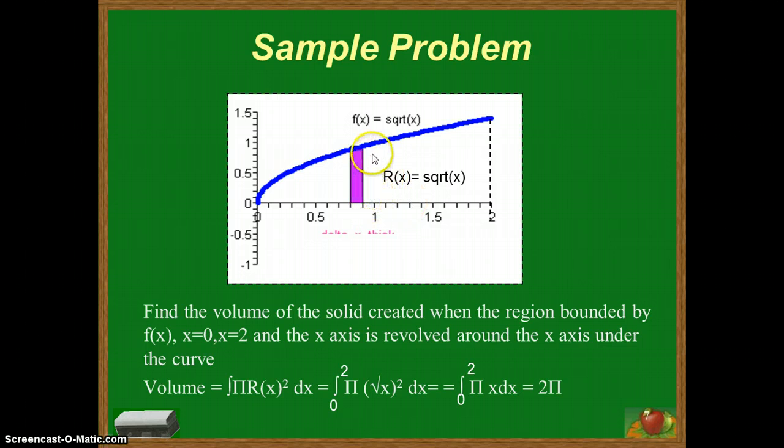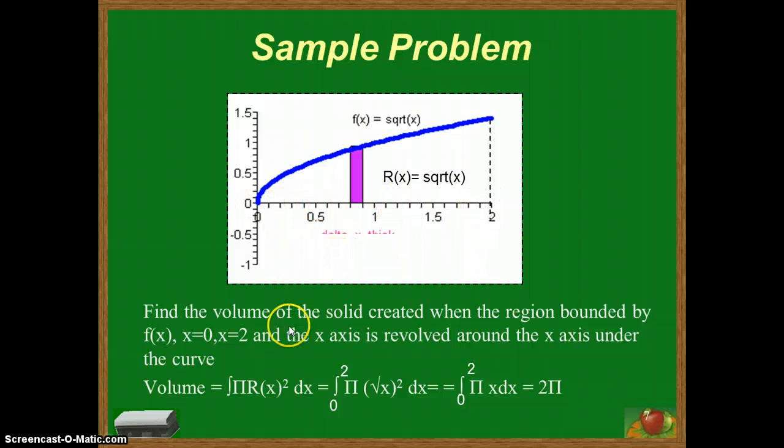Will not the radius be whatever the height of this rectangle is, because this rectangle is revolving? It will come out of the screen and go around the x-axis. So the radius will be the square root of x. The limits of integration here will simply be 0 to 2.